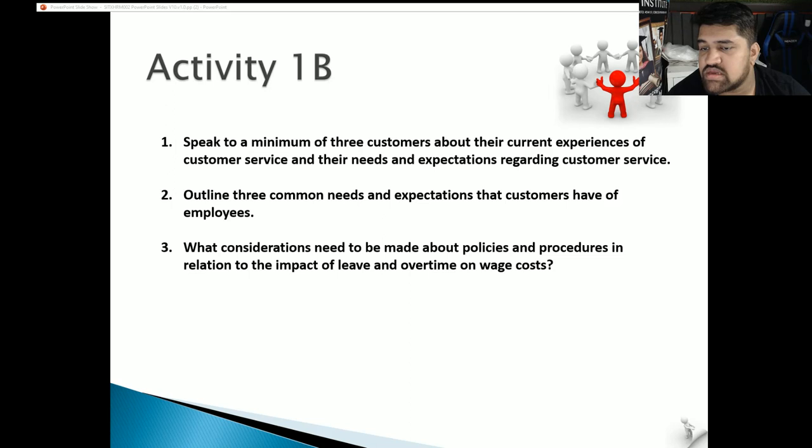So if we're thinking about a minimum of 3 customers about their current experiences, we need to essentially talk to 3 different individual people. We want to think about the level of service that they want and what type of service they want. In this case, your colleagues or your classmates will be your 3 different customers. If we were speaking to 3 different colleagues, we want different opinions about what type of service we should be doing.